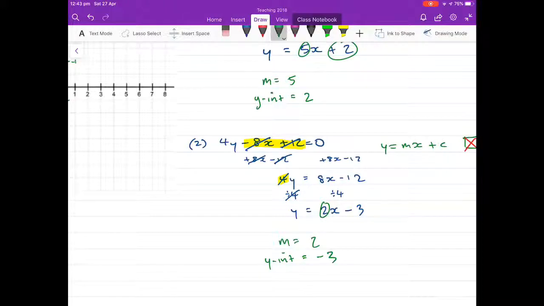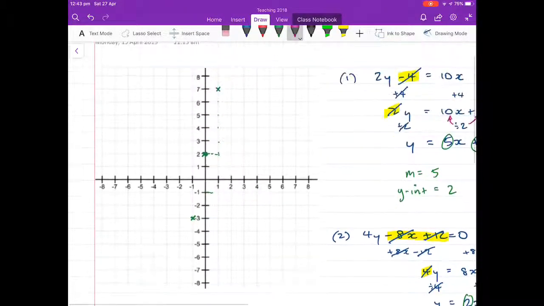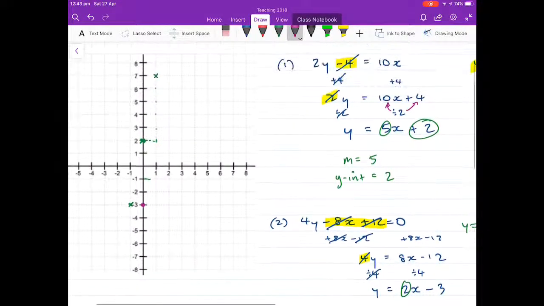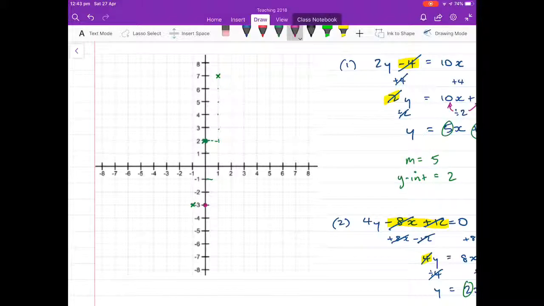Second equation, we'll do this one in purple. We've got our y-intercept of negative 3, which is just here, and we've got our gradient of 2, also positive, which means across 1, up 2, across 1, up 2, and you can keep doing that as far as you need. So then you can draw your two straight lines, find your solution, and then check by subbing into equation 1 and equation 2 and making sure that the left hand side equals the right hand side.